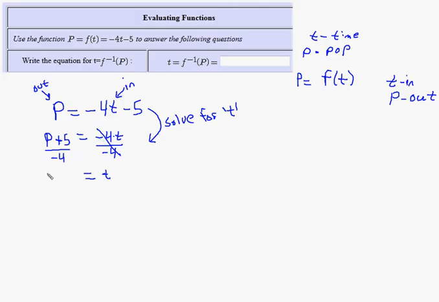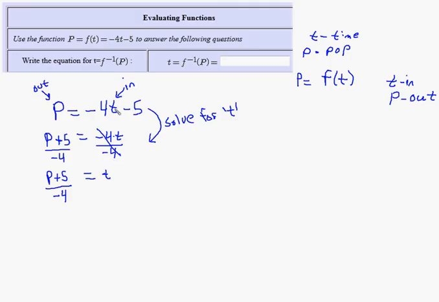So at any rate, I've accomplished my goal. Again, that could be done in probably about 10 seconds. I don't think any of my students would get this wrong if I said here's an equation, solve for t. It's as simple as adding 5 and then dividing by negative 4. The issue is that the notation is so foreboding that students don't know what to do.